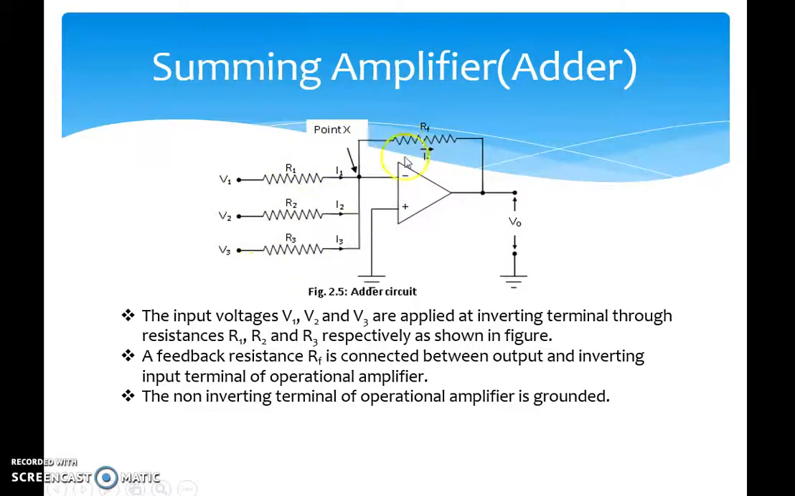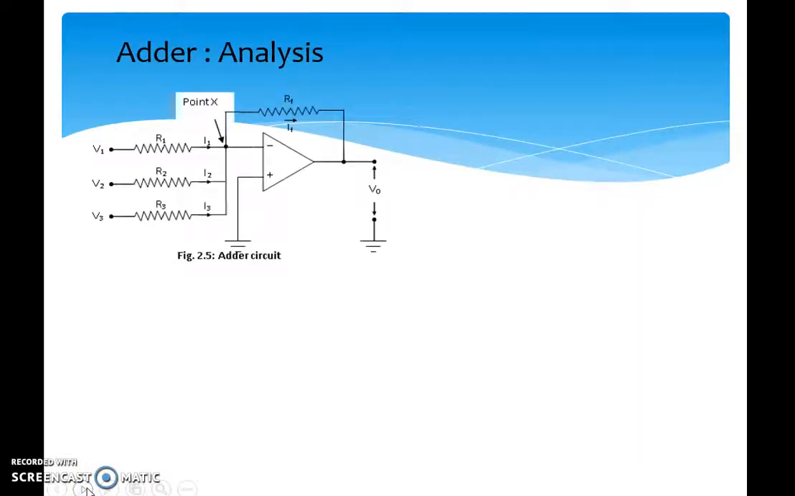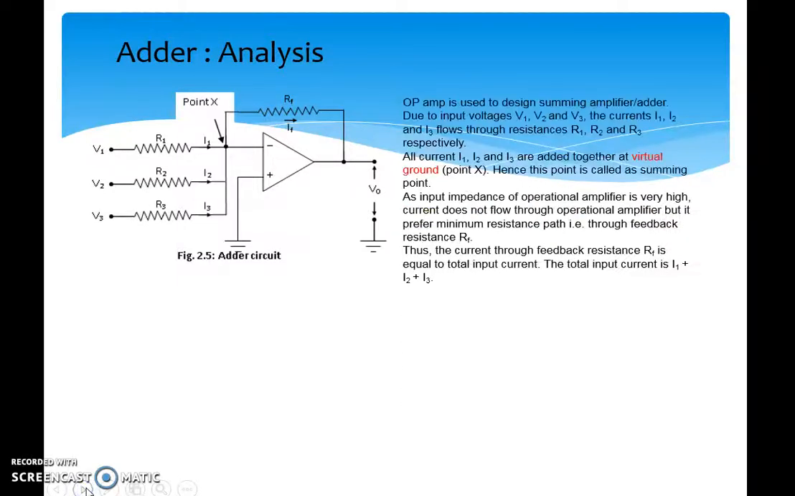Then a feedback resistor RF is connected between the output and the inverting input terminal of the operational amplifier. The non-inverting terminal is grounded. Then we analyze and find out what is the output voltage of the summing amplifier.